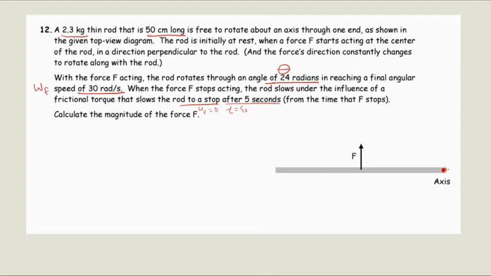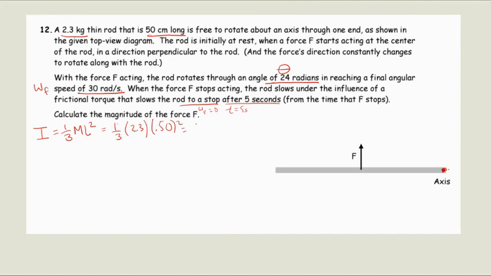Okay, so there are a couple of things that I need to look at. I need to look at the speeding up process, and then I need to look at the slowing down process. Okay, so what happens here? Well, I also need to look at my rotational inertia. My rotational inertia for a rod is 1/3 mL squared. That's the mass of the rod times the length of the rod. And that's going to end up giving me, because I have a 50 centimeter rod, 1/3 times 2.3 times 0.50 squared.